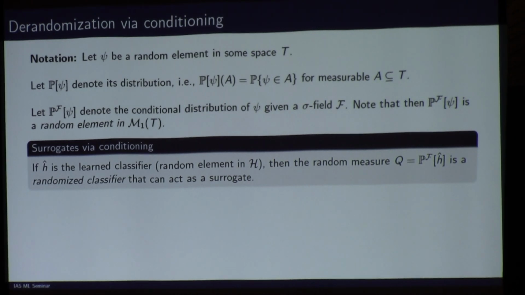This object is a random element in the space of probability measures on T. I've already introduced random variables, and I've already introduced the space of distributions on the hypothesis space as randomized classifiers. So this is potentially a way to construct a randomized classifier that is itself random, a lot of randoms. The key application: if H hat is a learned classifier, a random element in H, then the random measure Q, which is the conditional distribution of H hat given some sigma field F, is going to be a randomized classifier, and we can treat it as a surrogate. Q is a random measure, meaning a random element in the space M1(H). So there's a lot of randoms.